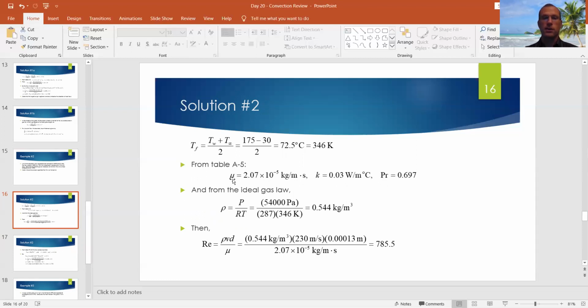So I'm not using kinematic viscosity because kinematic viscosity depends on pressure. I'm using the normal viscosity. Again, there's a density in this table, but I don't want to use it because it's the wrong density. I want to find the density using the ideal gas law. So 54 kilopascals, R value for air 287, temperature 346 gives 0.544 kilograms per cubic meter. Then my Reynolds number is density times velocity times diameter over viscosity. So the density just found, velocity of 230, diameter 0.13 millimeters, and the viscosity from the table gives a Reynolds number of 786-ish.